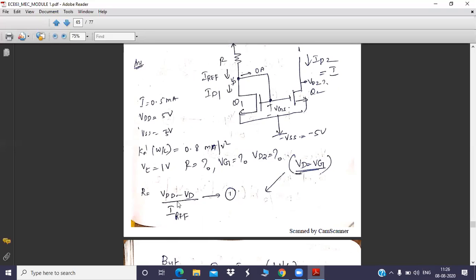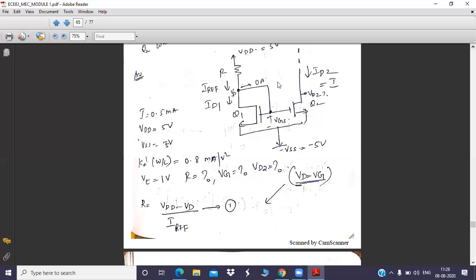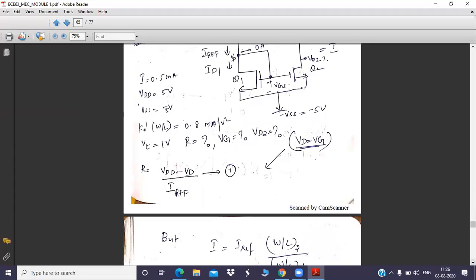How did you get this difference? See, when you take R, at one end you have VDD, at the other end you have VD. So VDD minus VD divided by current, that is IREF. VDD is given, but you don't have VD in your circuit diagram. But you can find VD will be equal to VG. Why? Because you have a perfect short circuit between the drain and gate. So you have replaced VD with VG.